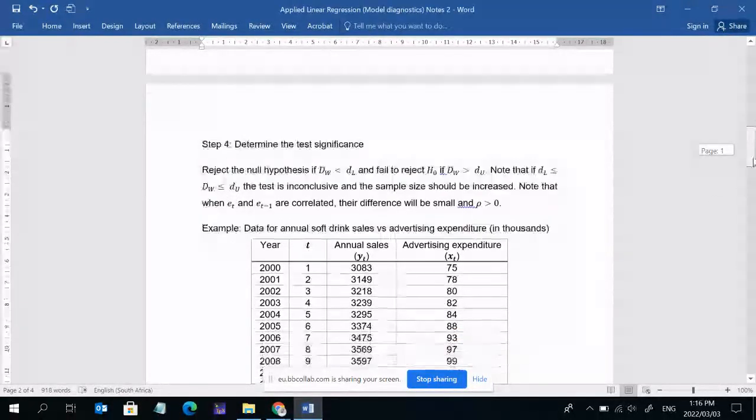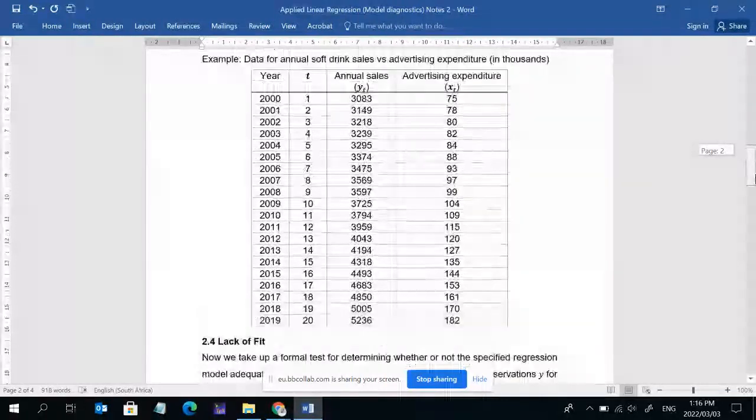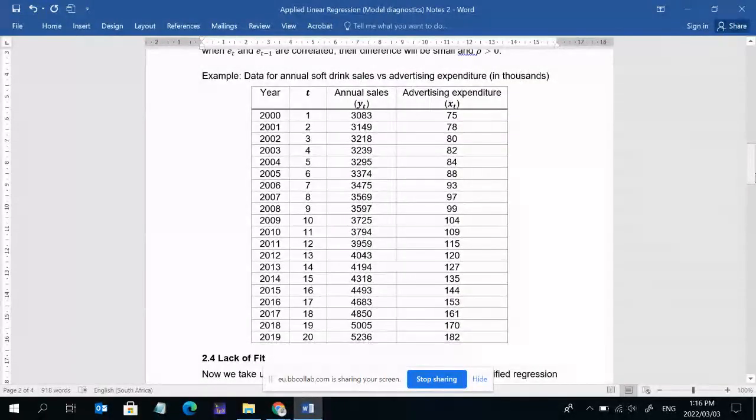Now we have our example. We have the data set here. We want to check if the errors are serially correlated or not, or are positively correlated or not. We want to use the Durbin-Watson test to check if the errors are serially correlated or not.